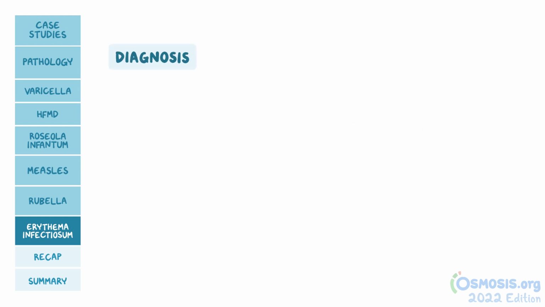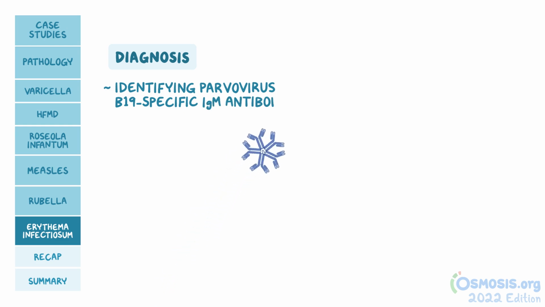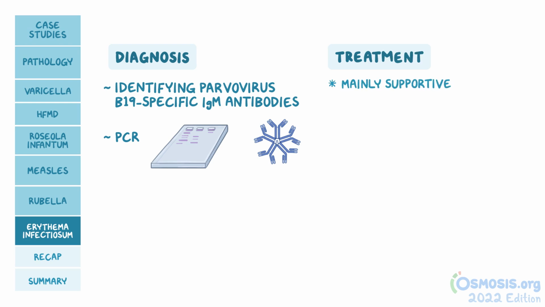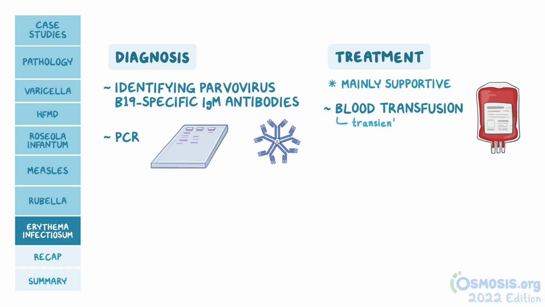Diagnosis of erythema infectiosum can be made by identifying parvovirus B19 specific IgM antibodies, or via PCR. There's no specific antiviral medication, so treatment is mainly supportive, and can involve blood transfusion for transient aplastic crisis and hydrops fetalis.